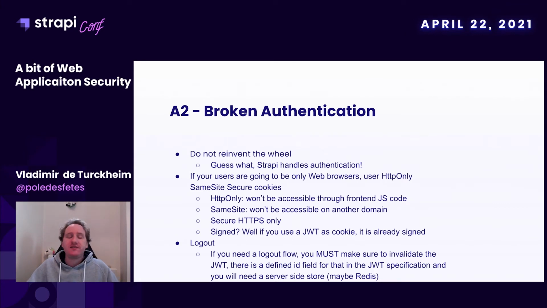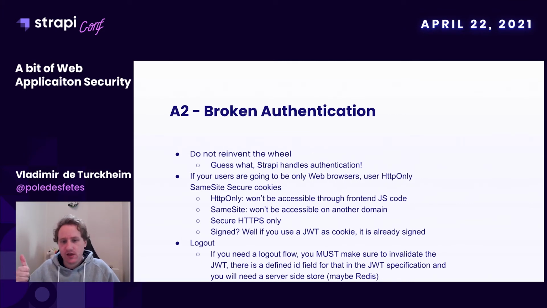Logout. That's actually a business decision. And if you need a logout flow, if you have one, you must make sure that the cookie or the JWT is invalidated. So there is a defined field in the JWT specification for an ID for your token. And what I recommend to do is to use two properties of the JWT. First one, you can put an expiration date in a JSON Web Token.